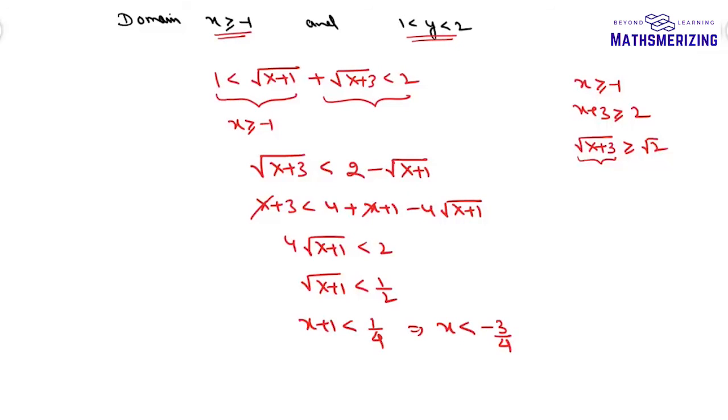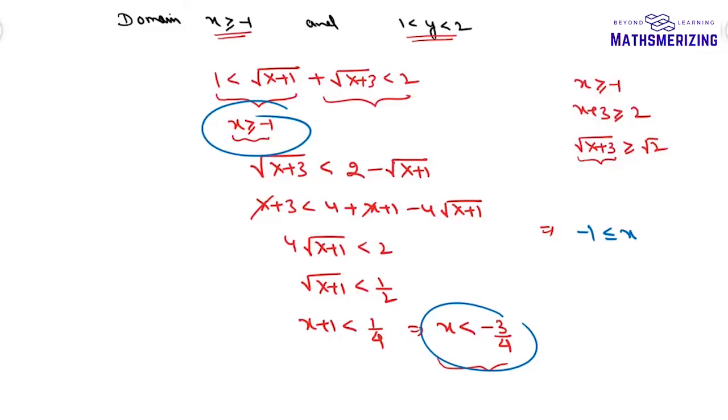So the condition that I've got here is x should be less than minus 3 by 4, and the condition of domain is x should be greater than or equal to minus 1. So if I take the intersection of these two conditions, the condition I'll get is the value of x should lie between minus 1 and minus 3 by 4, minus 1 included and minus 3 by 4 not included.